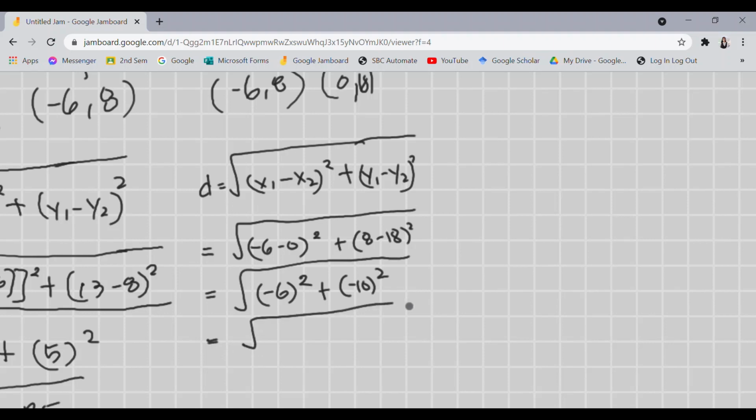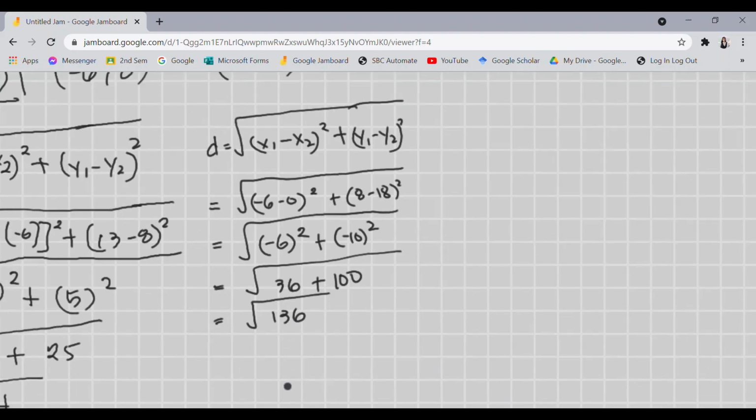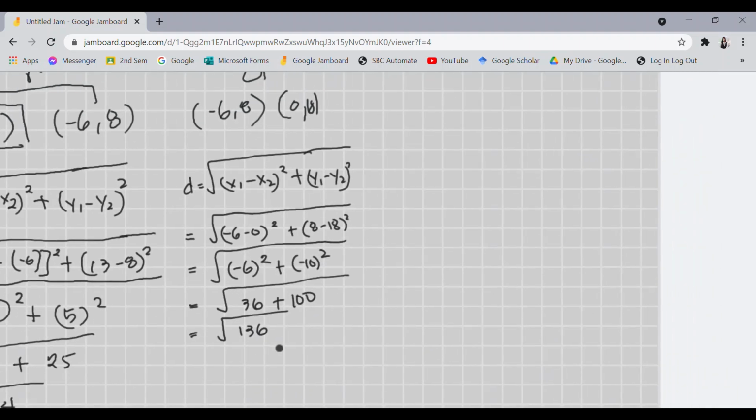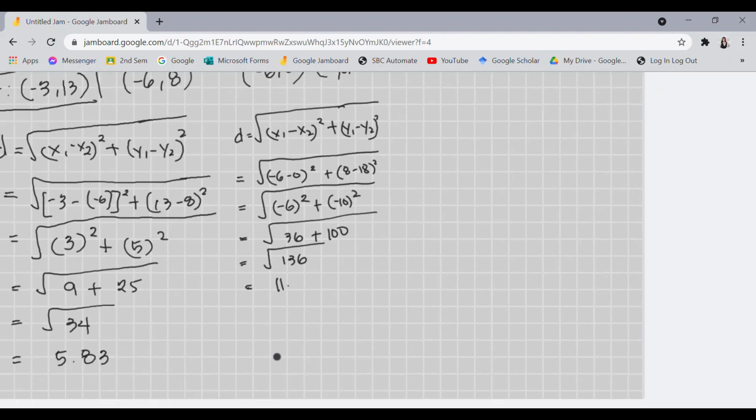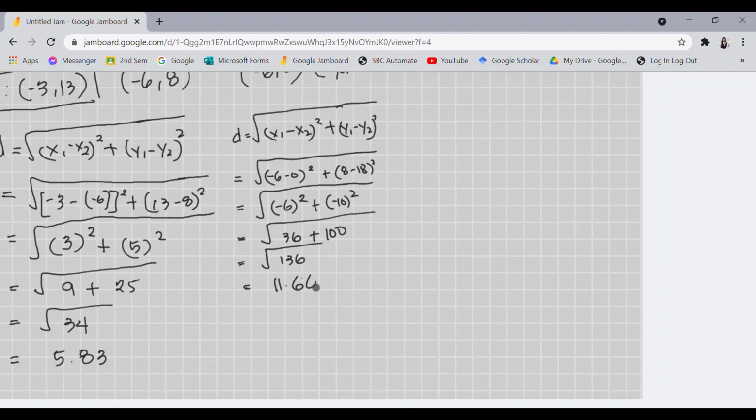Negative 6 squared is 36. Negative 10 squared is 100. So, we have 36 plus 100. That results to 136. 136, the square root of that is approximately between 11 and 12. In decimal form, that is 11.66. Okay? So, if you divide this by 2, that will still result to 5.83.